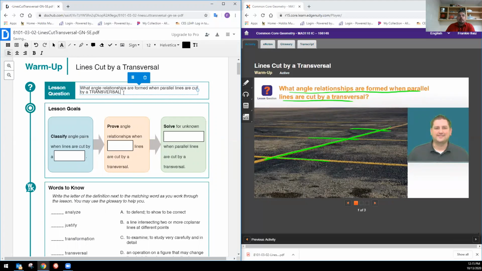What angle relationships are formed when parallel lines are cut by a transversal? Okay, so we're going to learn about that.